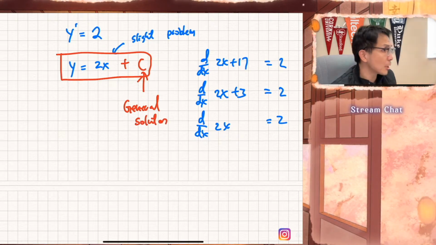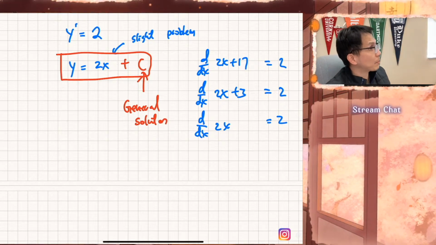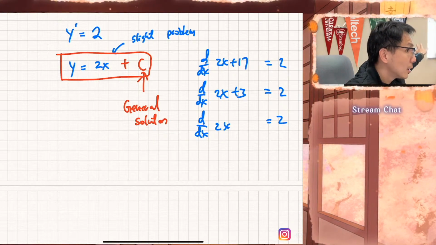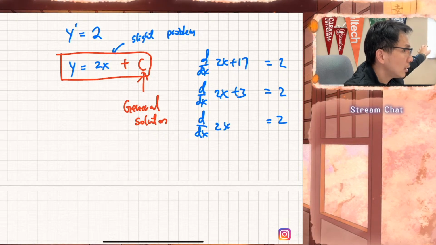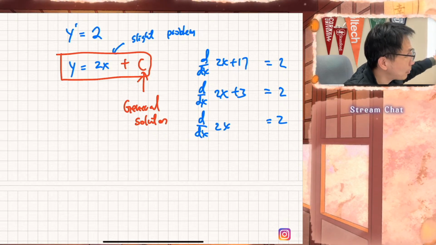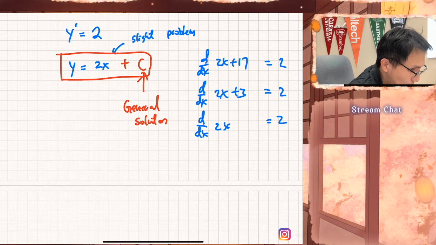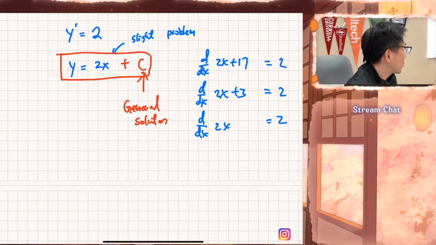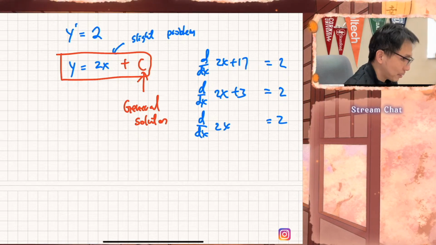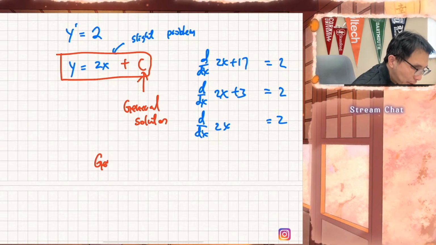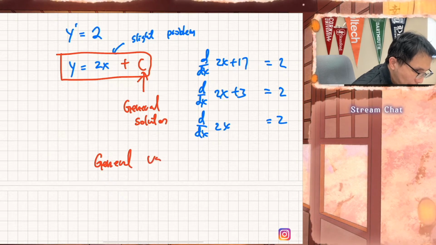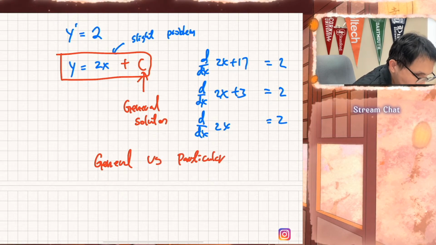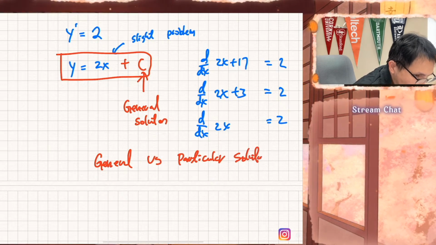General solution is basically 2x plus c. C could be anything. Could be 10. Could be 2000. Could be pi. So 2x plus c is the general solution. Now, what's the difference between general solution and particular solution? We're going to talk about that tomorrow. The general solution could be any constant.